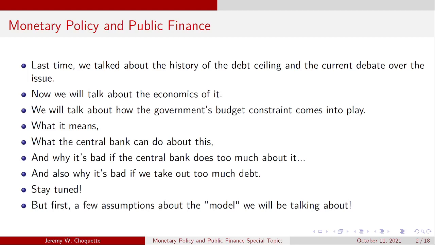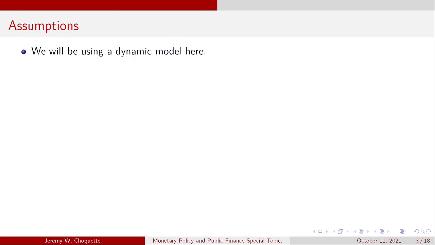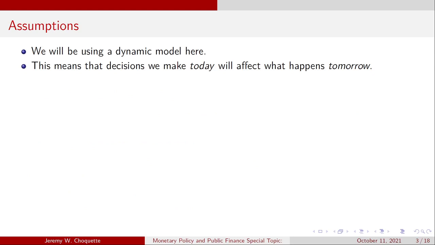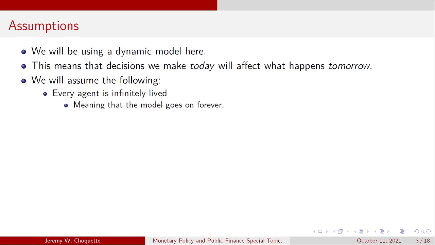Because now we need to talk about a few assumptions surrounding the model we'll be talking about. We're using a dynamic model, and what does that mean? It means that whatever decisions we make today will influence what happens tomorrow. There's an intertemporal link between multiple time periods. Now, we're assuming the following: every agent is infinitely lived. Basically, that means that the model just goes on and on forever.